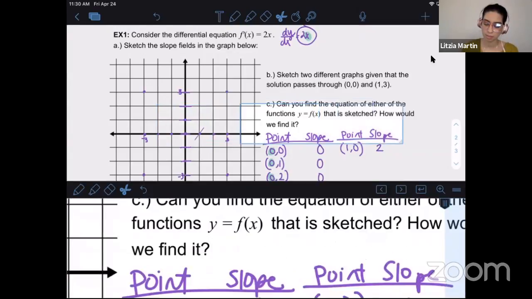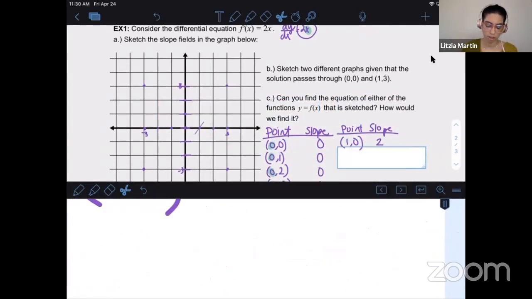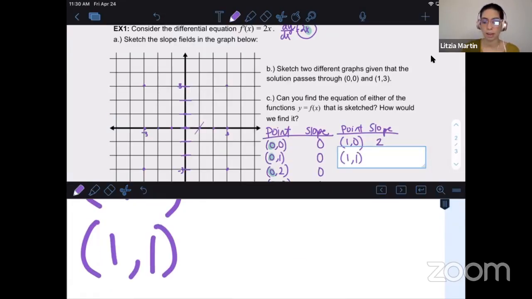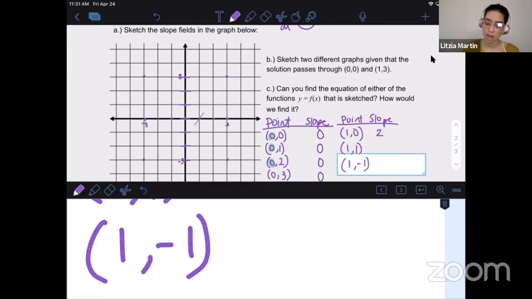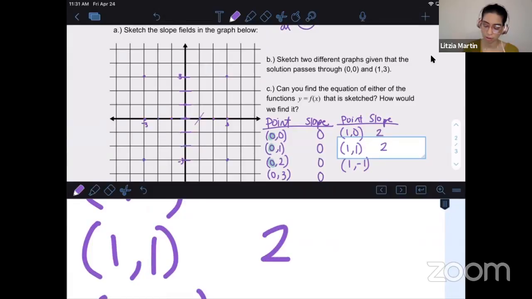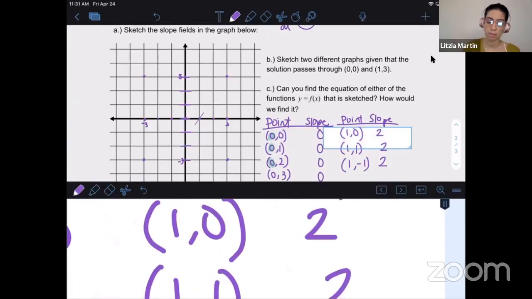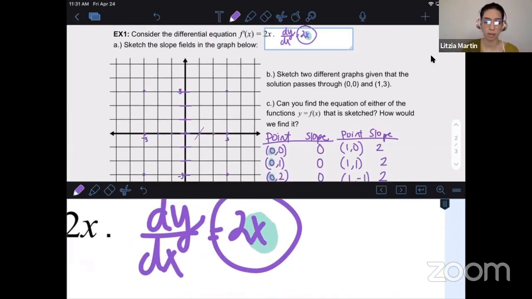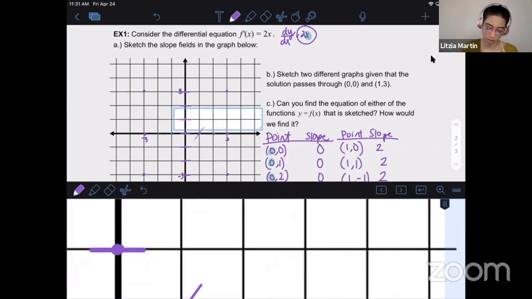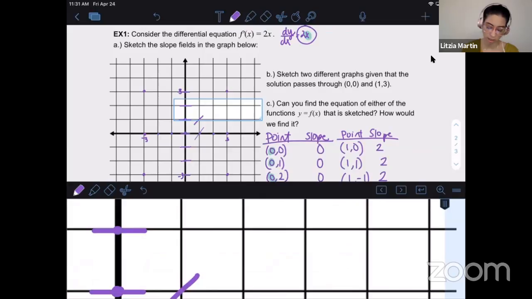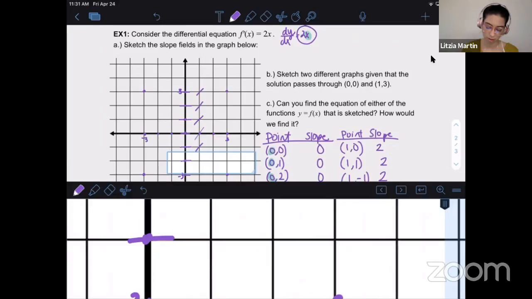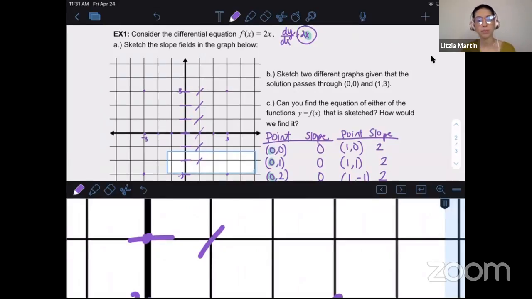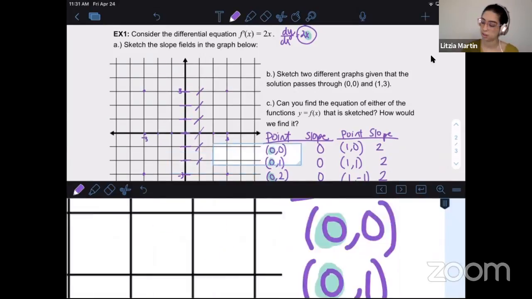And then, like we pointed out, all the points that have the same x coordinate, so even if I go to 1, -1, I know it's going to have a slope of 2 because of the derivative that we're working with. So I know this is going to look kind of like this. Okay. And we'll move on to the next one.